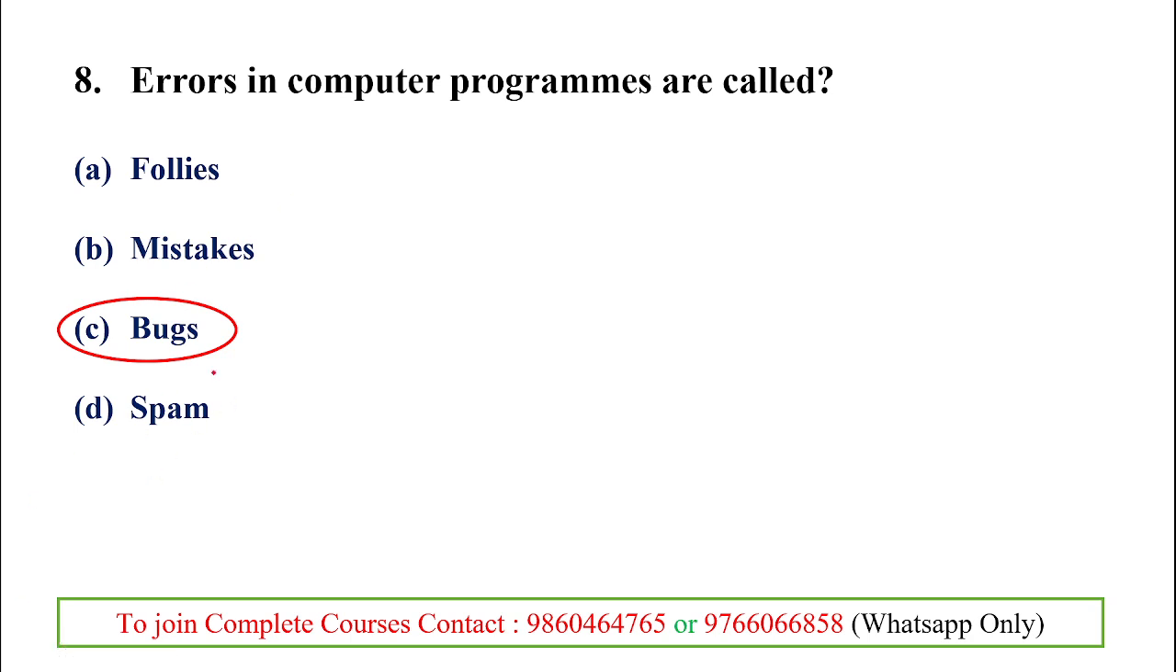And you can see one more option, that is spam. Here spam is the other way of sending multiple messages at a time. So that is called spam. Follies means mistakes. As you can see, foolishness is follies, and mistakes, both have the same meaning. So between spam and bugs, the bugs are the answer for this question: the errors in computer programs.